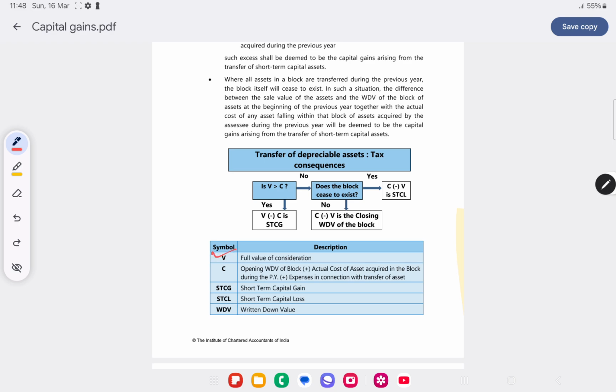That is, the sale price should be greater than opening WDV, actual cost of asset acquired during the year, and expenses in connection to the transfer. If it is greater than C, then it is short term capital gain. If it is not, do we have assets in the block? Yes.